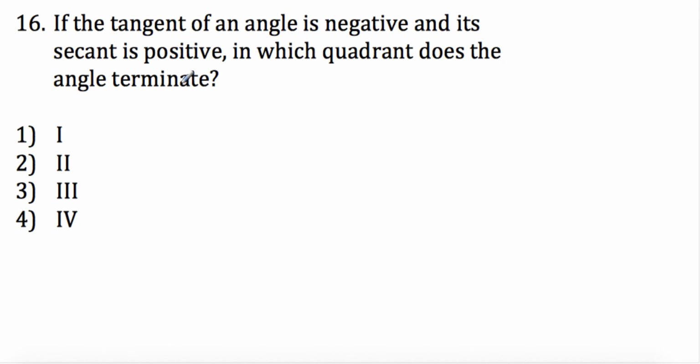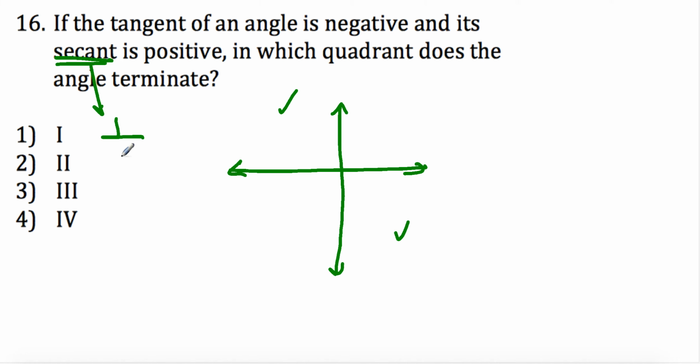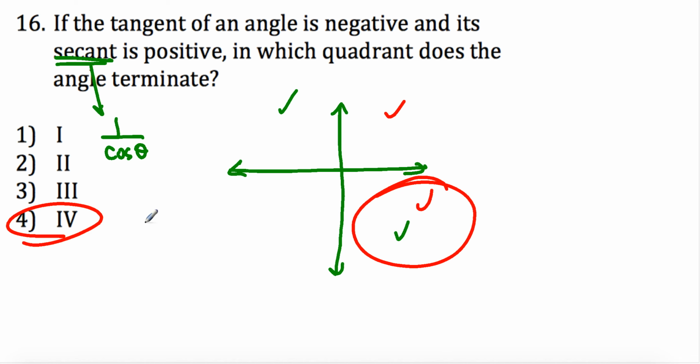Number 16. If the tangent to an angle is negative, that means tangent is negative, so we're looking for second and fourth quadrant. And secant is positive, but what does it mean by secant being positive? Secant is 1 over cosine of the angle. So that means simply cosine is positive because when you reciprocate a fraction, the sign doesn't change. So we know that secant being positive means cosine is positive. Then we are looking at here and here. So that means we are looking at fourth quadrant, which is choice 4.